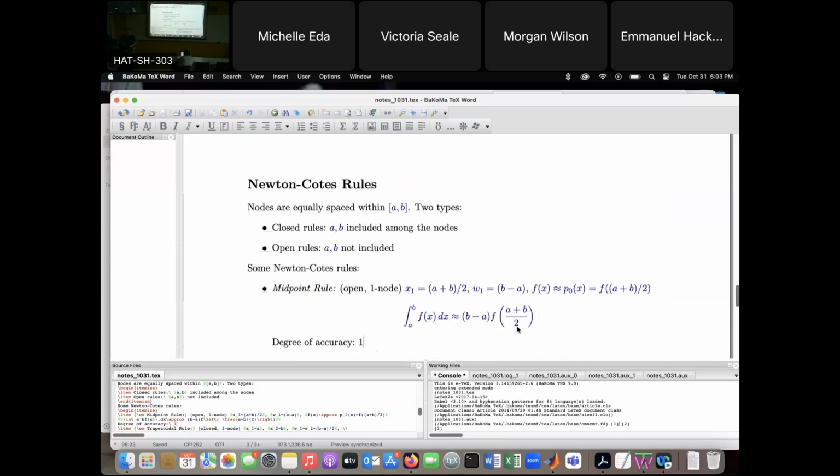Because if you're taking the value of f at the midpoint, and function f is a line, then okay, you're going to have error to the left of the midpoint, error to the right of the midpoint, but the errors will cancel, and that's why you'll get the exact result. Questions about midpoint rule?